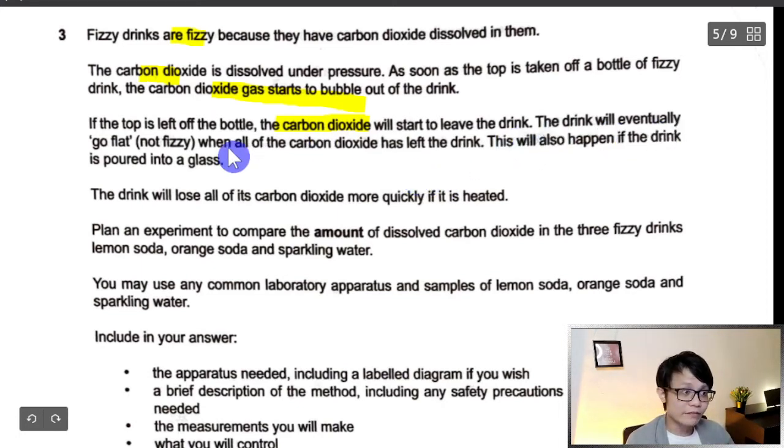The drink will eventually go flat, as the carbon dioxide leaves. This will happen if you pour the drink into the glass. Let me read one more time. The carbon dioxide will start to leave the drink. Okay, the drink will eventually go flat. Go flat means not fizzy.